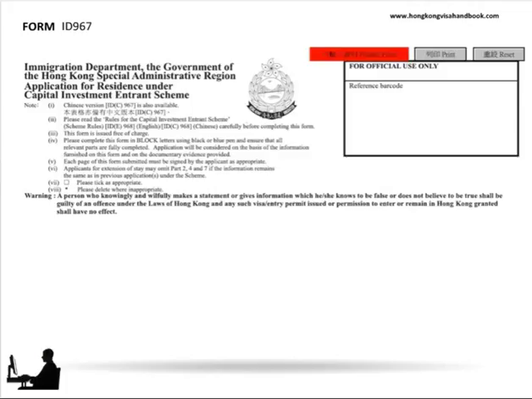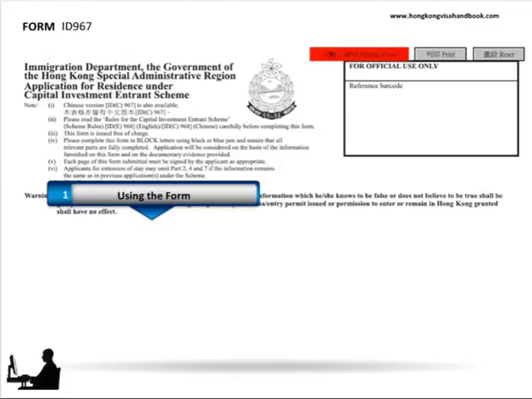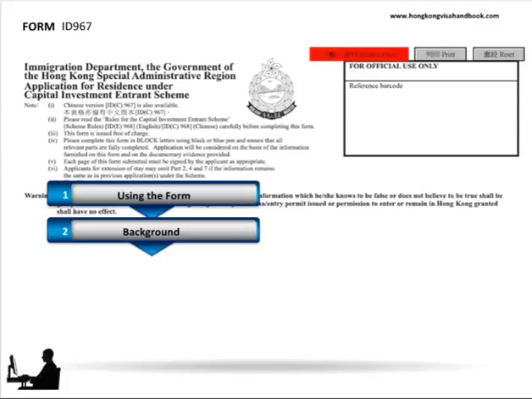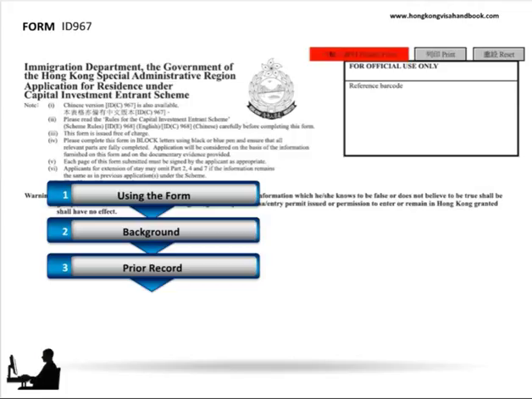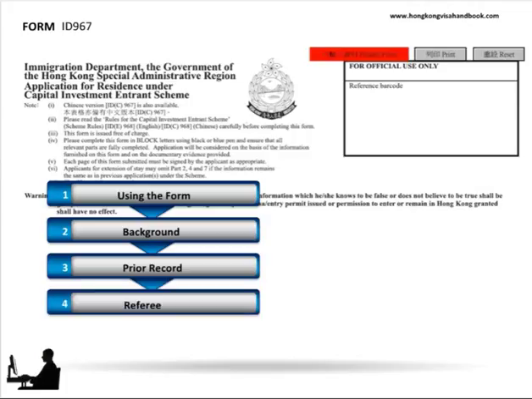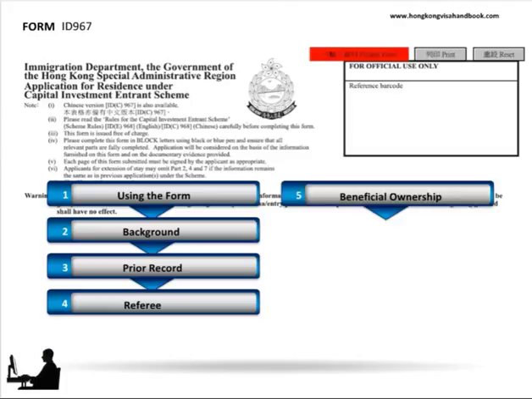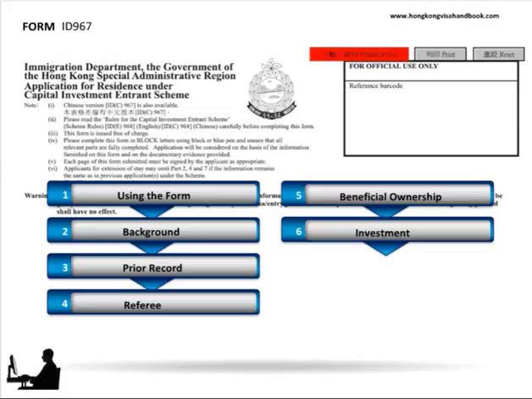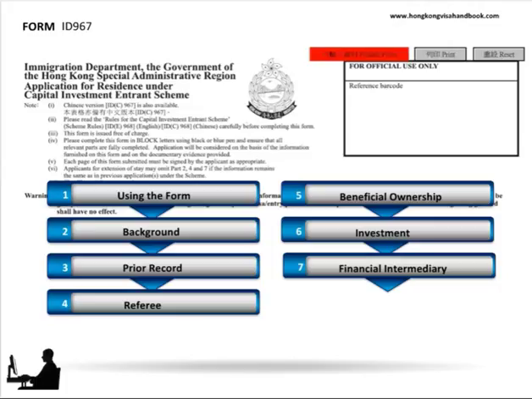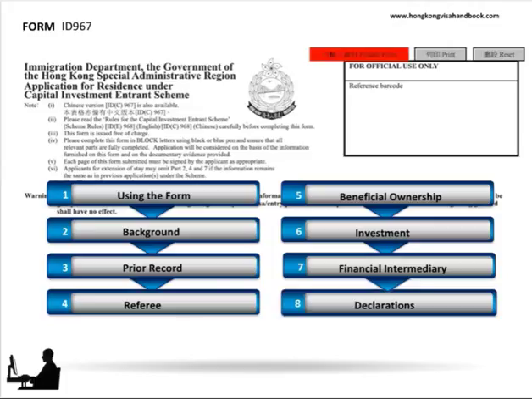In this presentation we will look at the specific sections of the forms which deal with completing the forms by reference to the official rules and incorporating the Hong Kong Visa Handbook template, the applicant's educational and professional background, as well as his or her prior employment or business record, a look at the need for a referee, the question of a 2-year beneficial ownership of the assets to be invested under the scheme, whether you have already invested or will invest in the next 6 months, the question of a financial intermediary, and the declarations to be made as a standard part of the application.